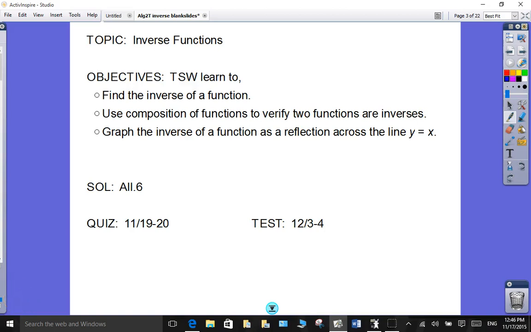So now we get to inverse functions. And there's a lot to inverse functions, not all of which we have to do here. Under the SOLs, these are considered the essential learnings that we're supposed to get to: find the inverse of a function, use a composition of functions to verify two functions are inverses. That's why we needed to do composition before we get to this point. And then graph the inverse of a function as a reflection across the line y equals x.